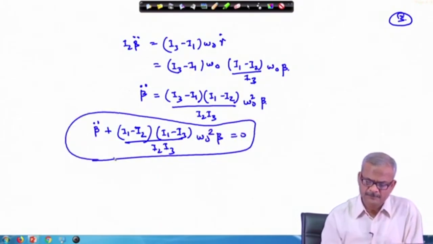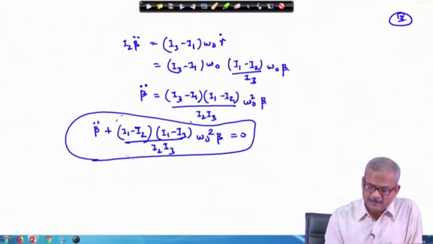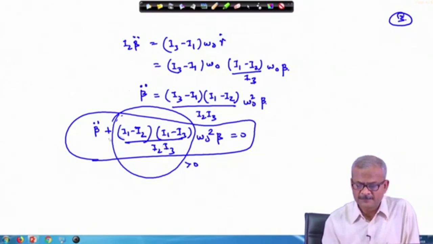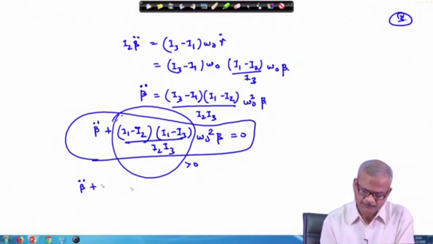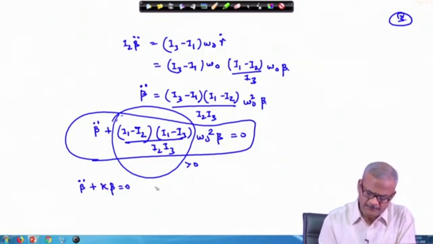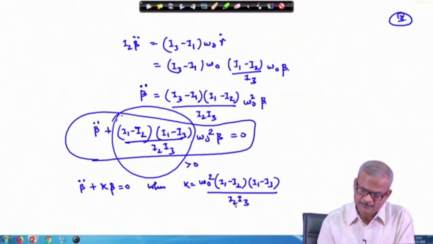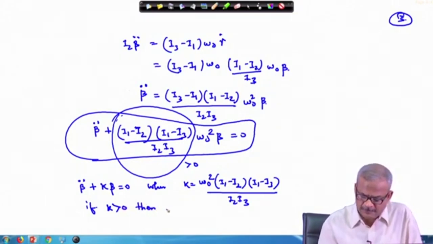So, this is the equation of a simple harmonic motion, you are getting the simple harmonic motion equation format, provided this quantity is positive. If this is greater than 0, then you will get a simple harmonic motion equation. If this quantity turns out to be less than 0, then what will happen? This equation will indicate an unstable system. Okay. So, we can write beta double dot plus k beta equal to 0, where k equals omega 0 square I 1 minus I 2, I 1 minus I 3 divided by I 2 I 3. So, if k is greater than 0, then a stable system.